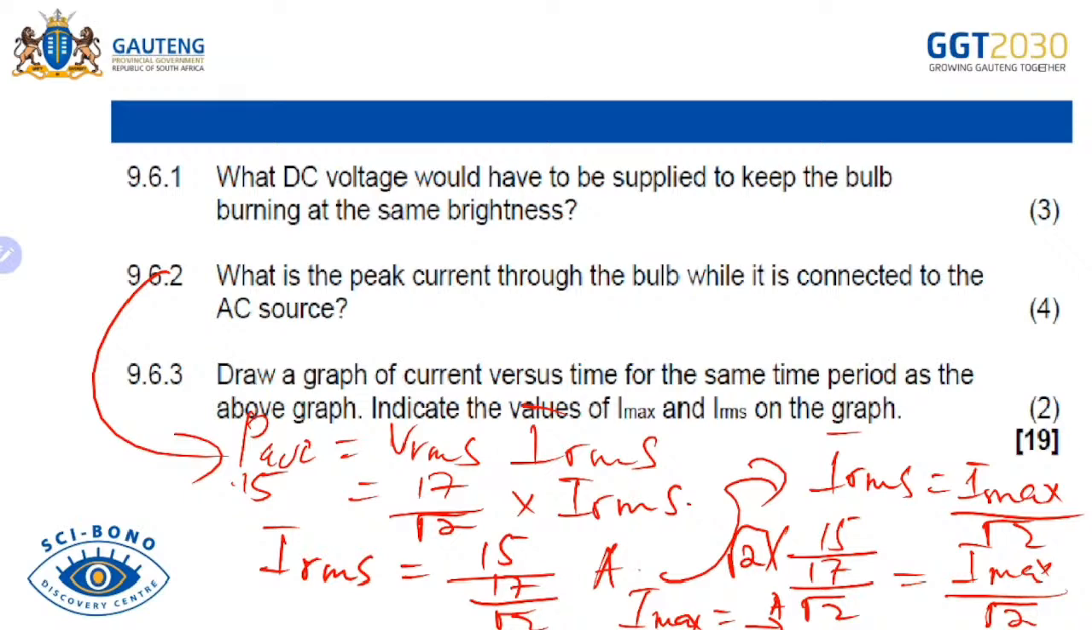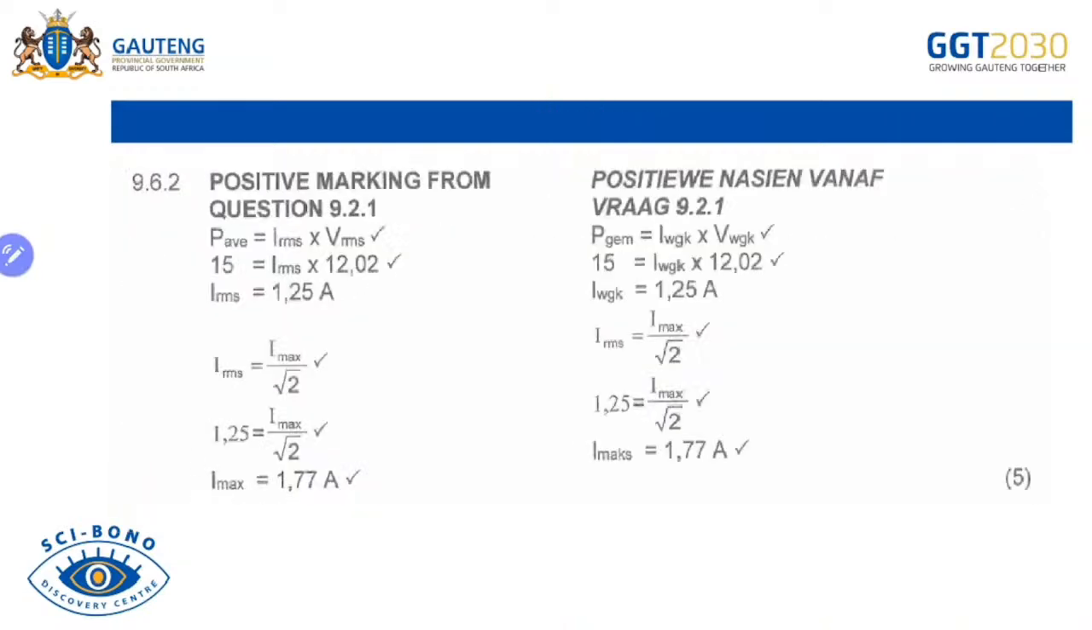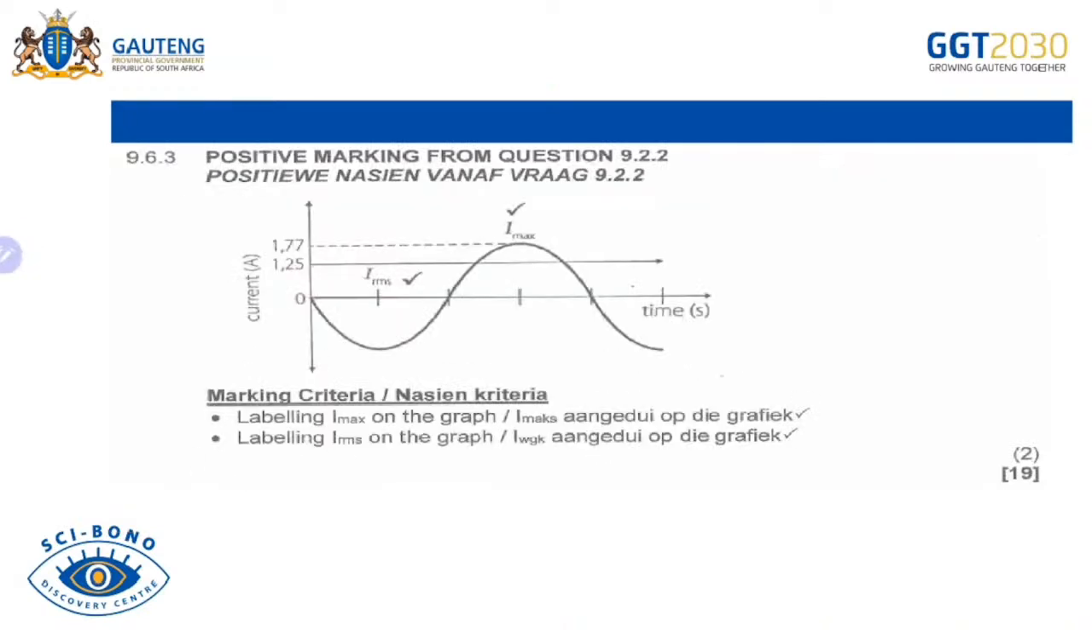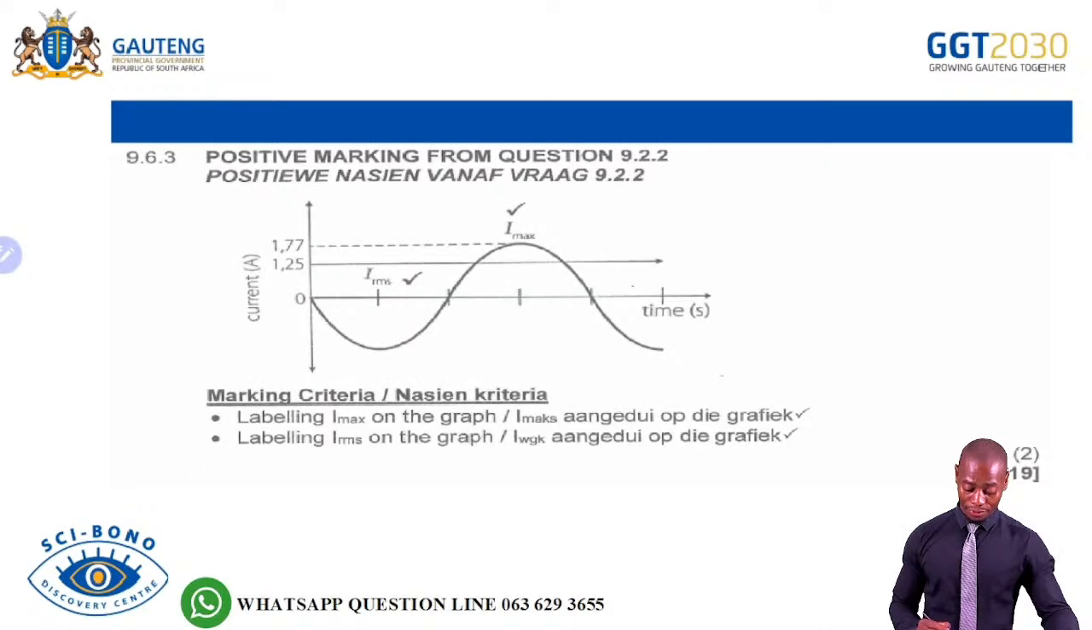All right, so let's look at 9.3. Draw a graph of current versus time for the same time period as the above graph. Indicate the values of Imax and IRMS on the graph. So the shape will be the same. The shape will be the same, same shape, right?